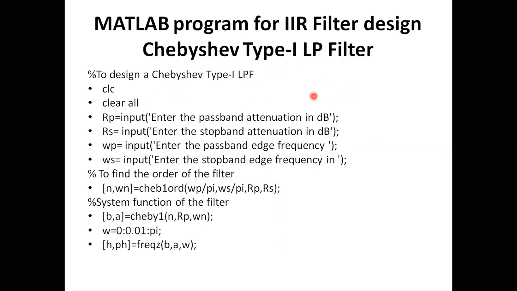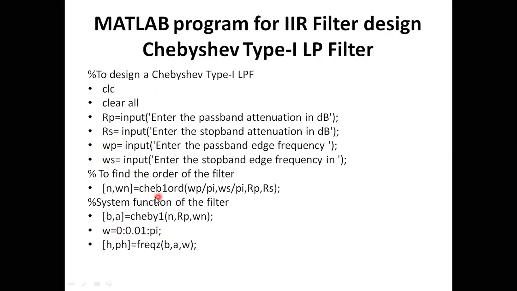Similarly, if you want to design the IIR filter, low pass, high pass, band pass, or stop band, if you want to design the Chebyshev type filter, so same program you need to write for Chebyshev type 1 and Chebyshev type 2. Same, everything, CLC, clear all, whatever data are given, KP, KS, WP, WS, find the order of the system, find the coefficients of the system, same. Just one command you need to change here.